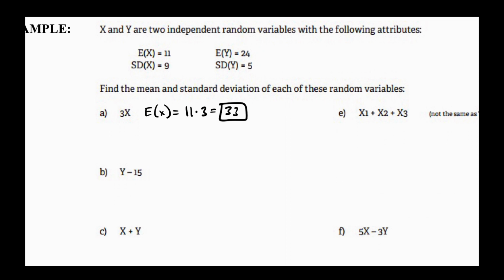Standard deviation is the same process, I should say, not the same answer. The old one was 9. I'm tripling it, so it's messing with the spread. If I triple something, it's going to mess with the spread of the numbers. So that one's going to triple as well. So I get 27 for that one. Oops, I should put 3x here.